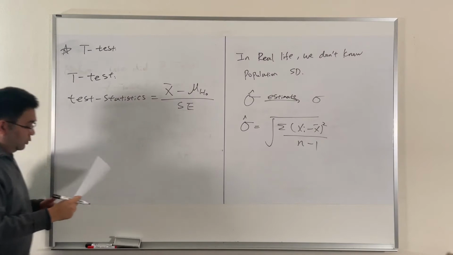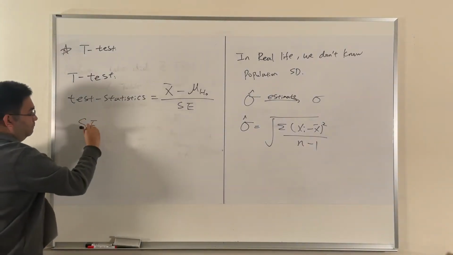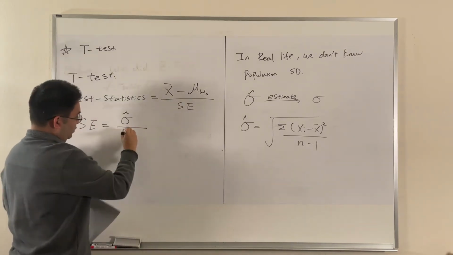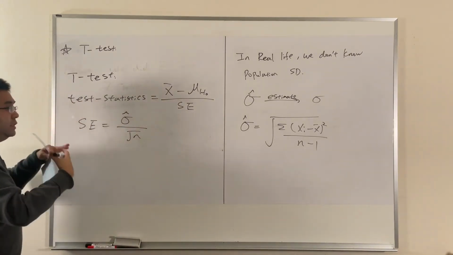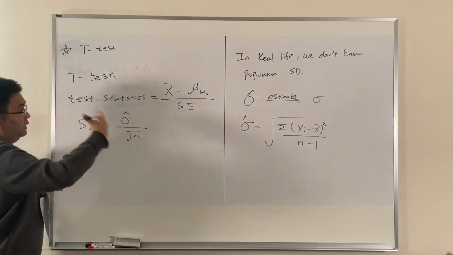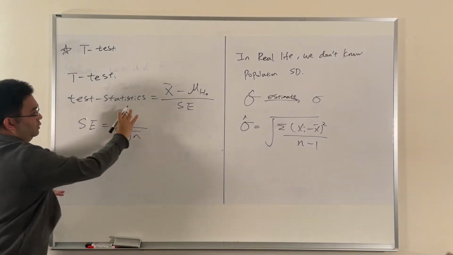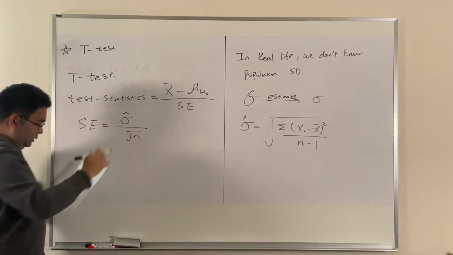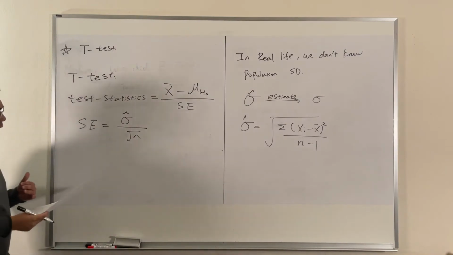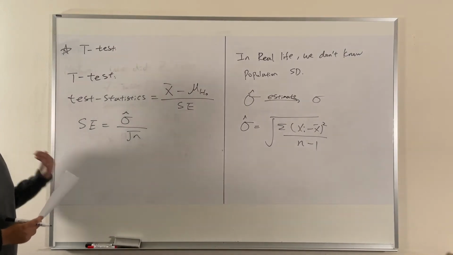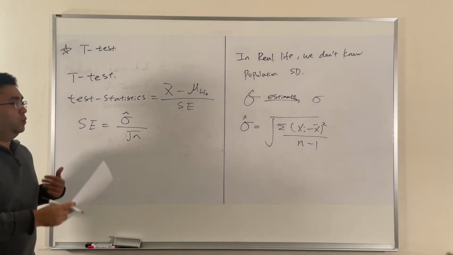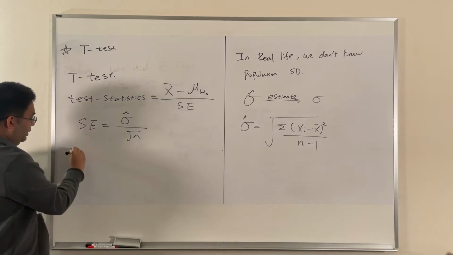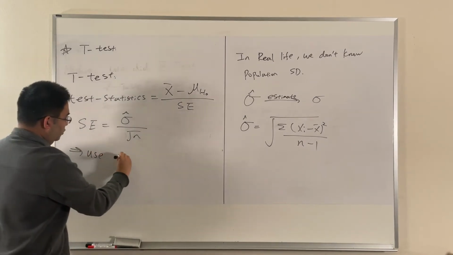However, now your standard error becomes sigma hat divided by the square root of n. In fact, this is the only difference in the test statistic: we're now using an estimated version of the population standard deviation. And because we don't know the population standard deviation and we're estimating it, you cannot use your z-table. Instead, you have to use your t-table.